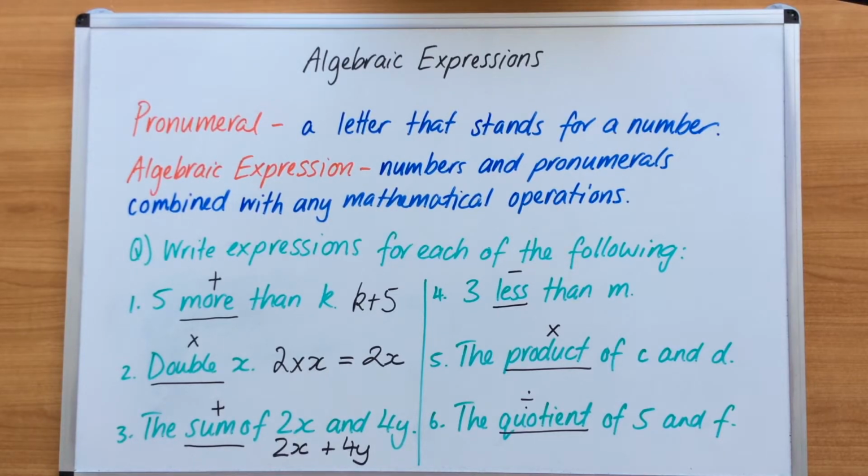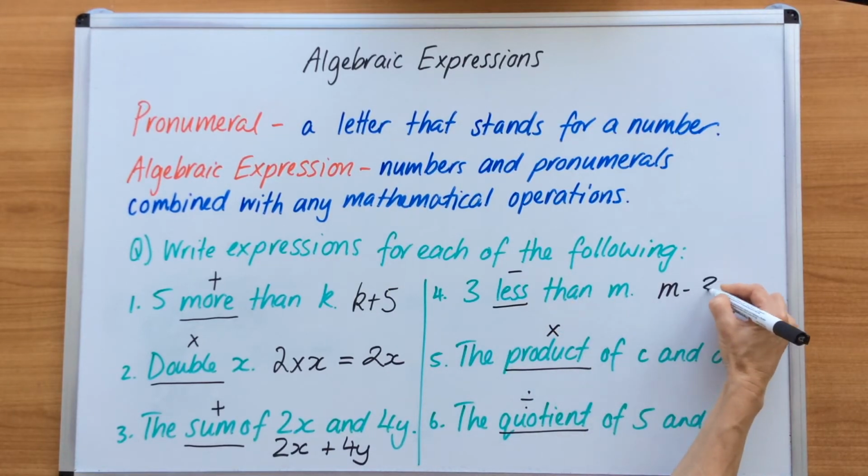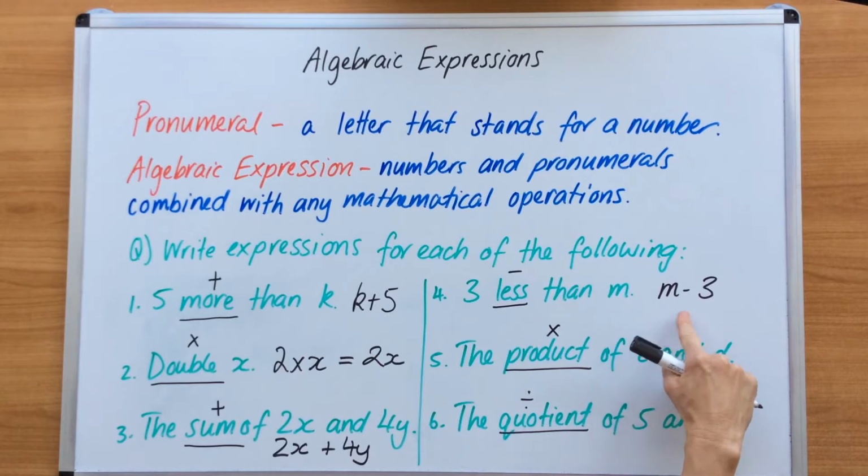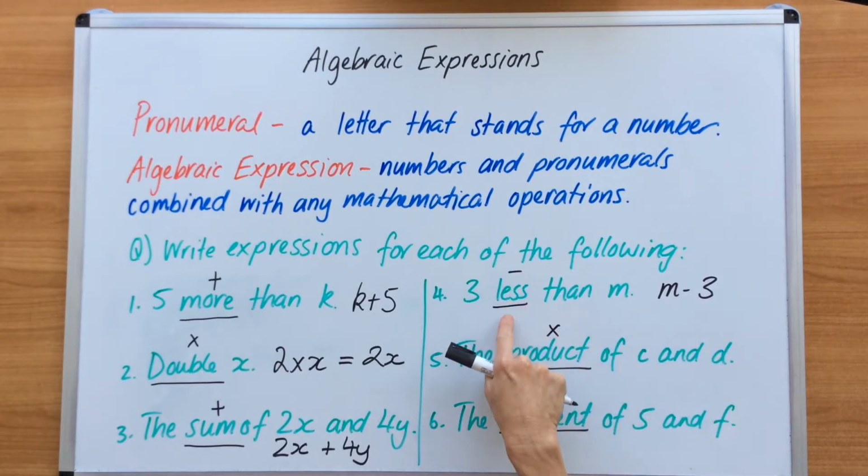Let's take a look now at the next one. It says 3 less than m. So 3 less than m. It means that we start with m and subtract 3 off it. So the language is important to look at because it tells you whether the m or the 3 comes first, with the subtraction being the word less.